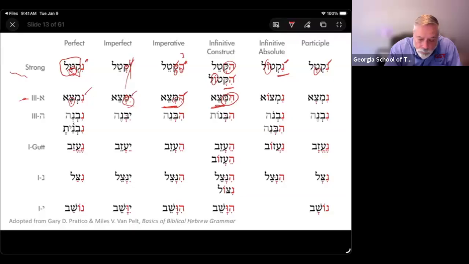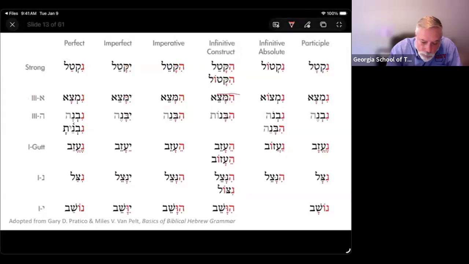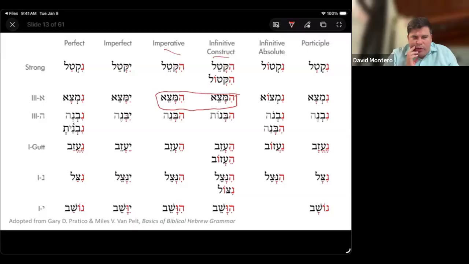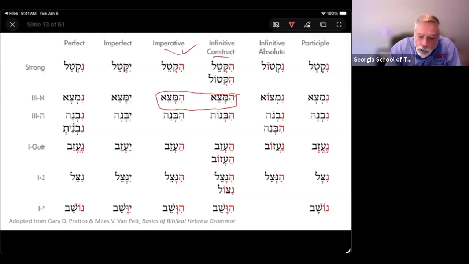and an imperative? Let me clear this up. How do you know the difference between these two? They look the same. How would you tell the difference? Somebody want to answer that? One's an imperative, one's an infinitive construct. How do you remember the difference? The imperative normally appears at the beginning of the sentence. Correct.